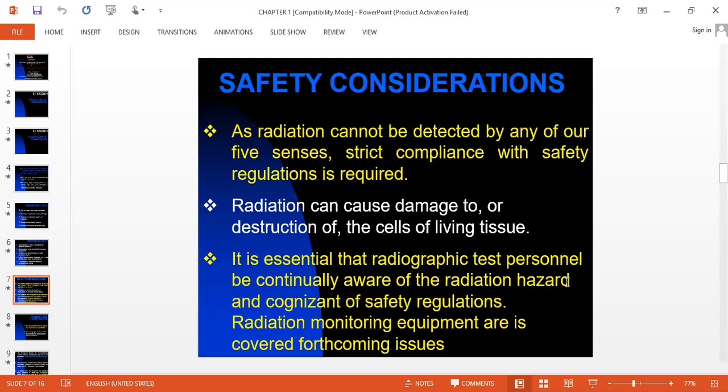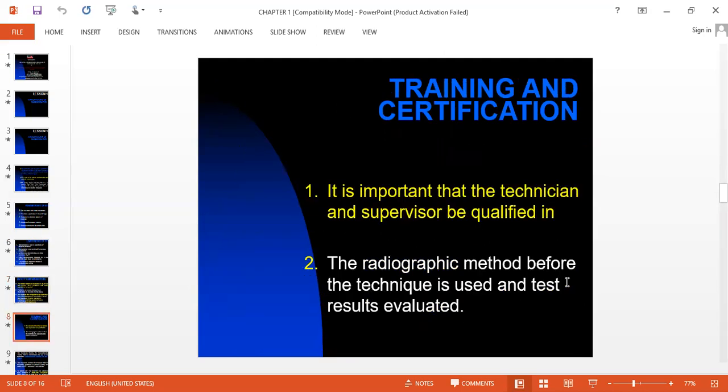Then it is essential that radiographic test personnel be continually aware of radiation hazards and cognizant of safety regulations, and radiation monitoring equipment is covered. Forthcoming issues: here also we are going to see training and certification of RT personnel. It is important that technicians and supervisors be qualified in the radiographic method before the technique is used and test results evaluated. Means training and certification is important whenever you are doing radiography. Without training and certification, we can't expect good results, and it is not allowed as well.